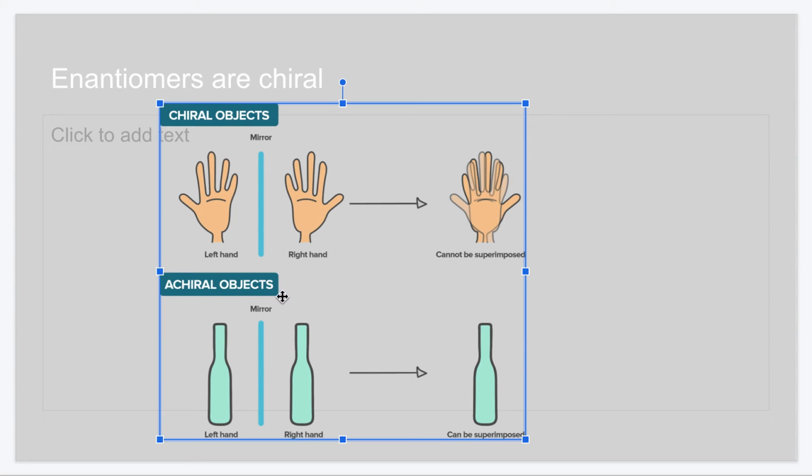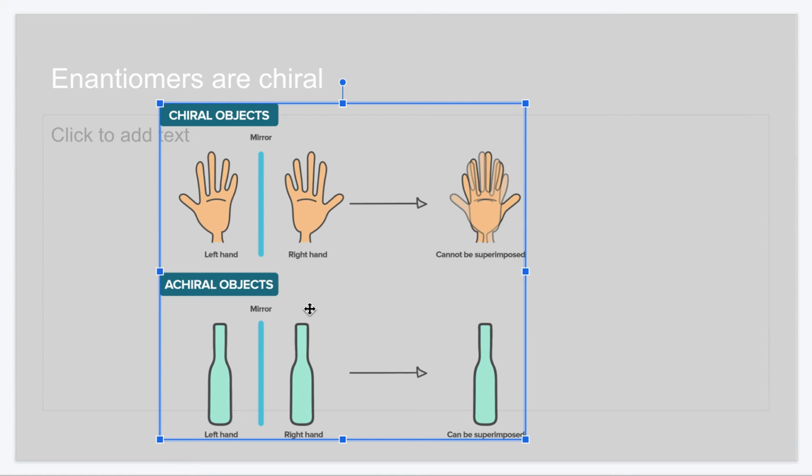For an example of an achiral object, we have a bottle here, and it's a mirror image of itself, but it can be superimposed, so it is not chiral. A molecule is chiral if the two mirror images are not superimposable in 3 dimensions. The word chiral is derived from the Greek word for hand.